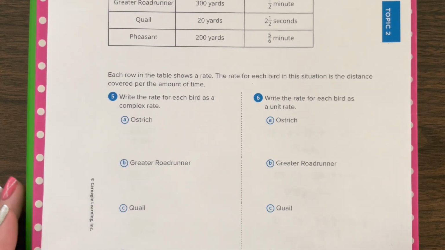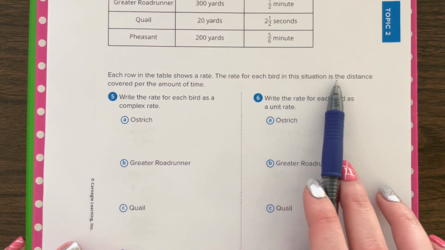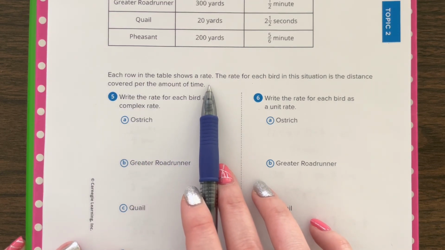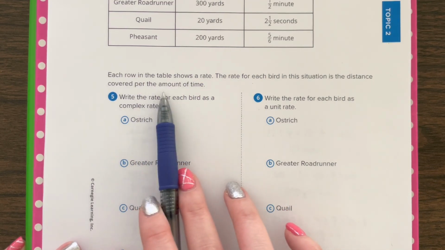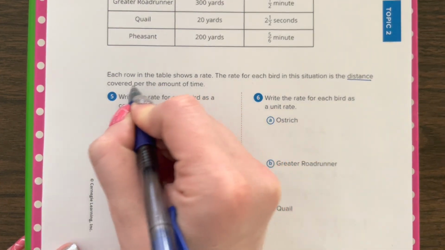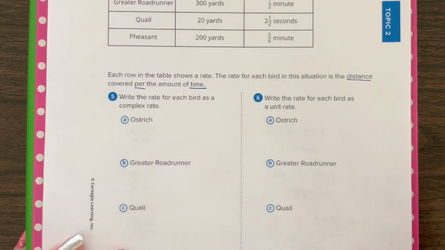Okay, so each row in the table shows a rate. The rate for each bird in this situation is the distance covered per amount of time. So that means we don't have to worry about converting it to anything because we can just do it with whatever time we have. So distance per and then time. That tells us our order for our ratio.